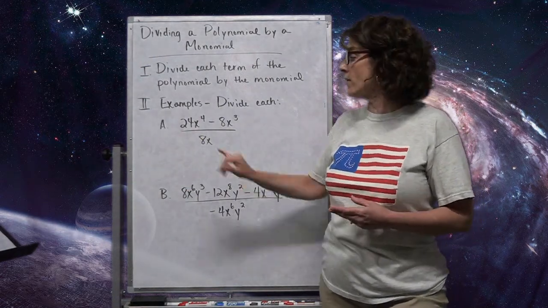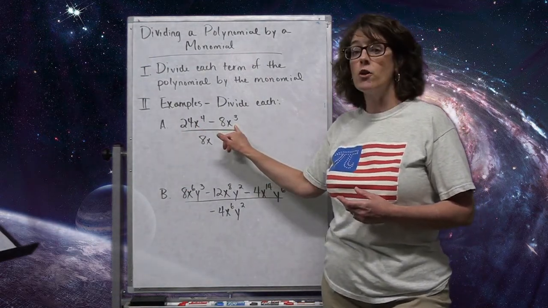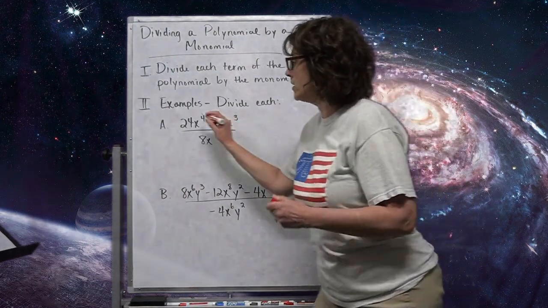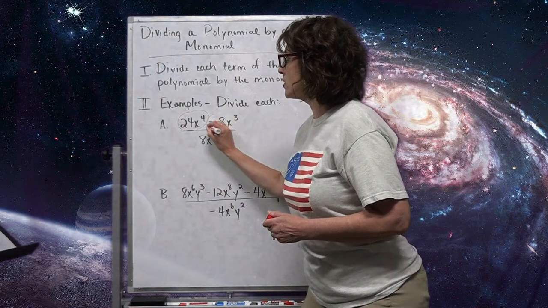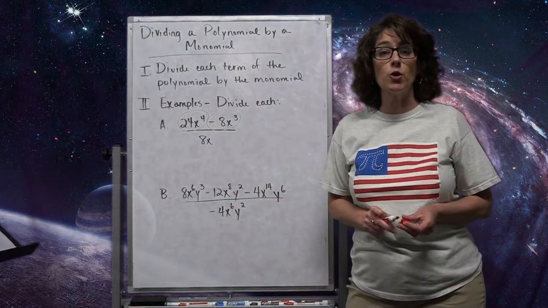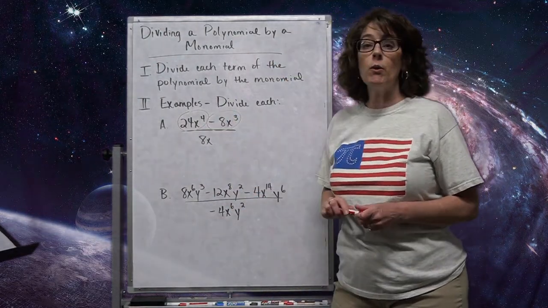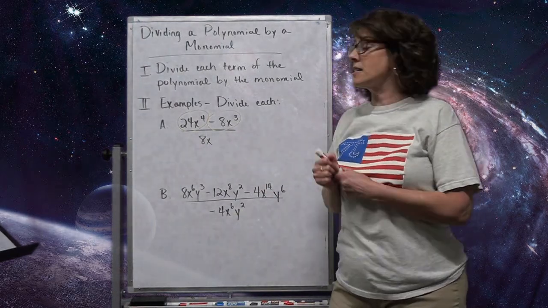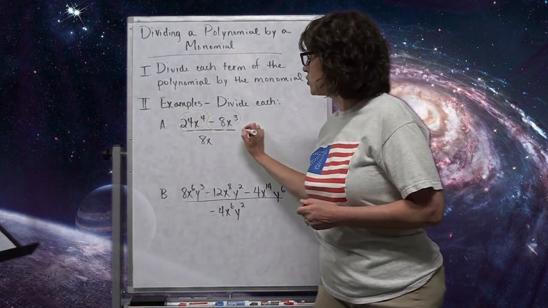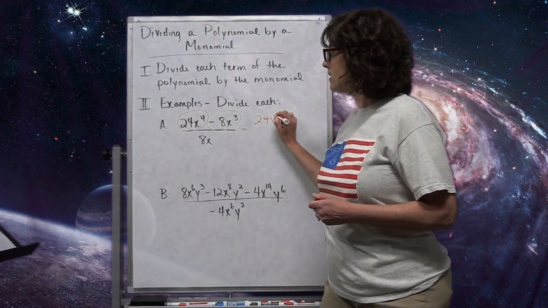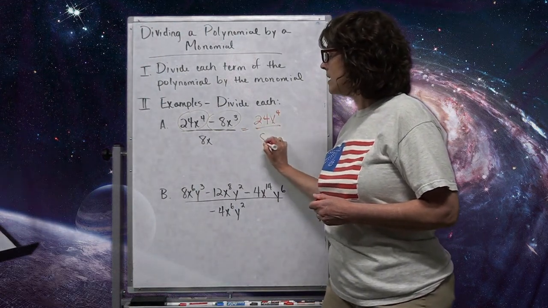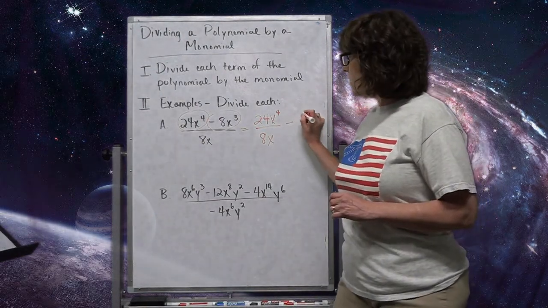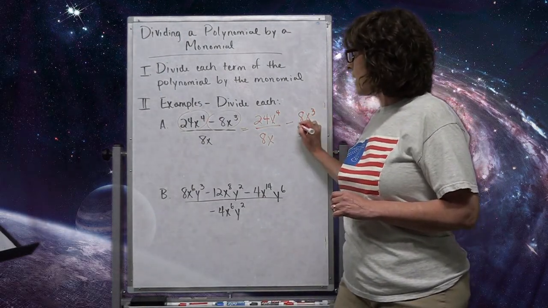Bi means 2, so I've got a term here and a term here. Terms are separated by addition and subtraction. So I've got one term right here, and then there's the subtraction separating out that second term. So I'm going to take this binomial and divide it by this single monomial. What that indicates to me is I'm going to take that first term, the 24x to the 4th, and divide it by 8x. Then I'm going to take the next term, that negative 8x to the 3rd, and divide it by 8x.